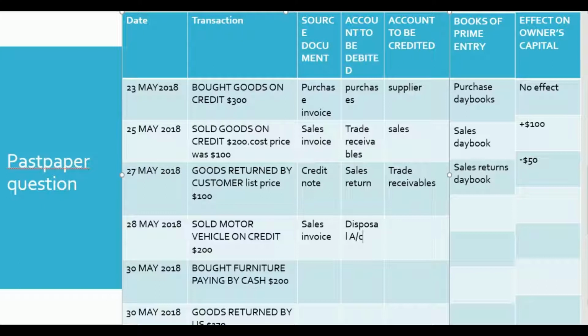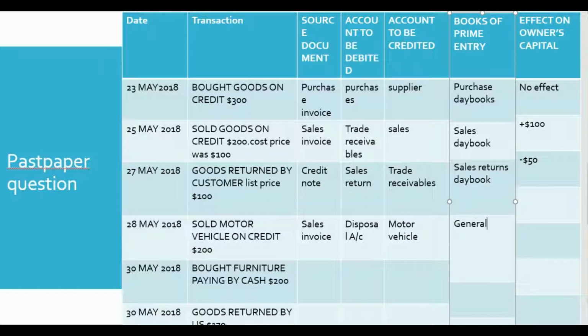You have not studied the depreciation topic. When I upload a video on depreciation, you will be clear about the disposal account, why we are making this disposal account. So credit as motor vehicle, obviously the motor vehicle is going out of the business, so we will credit this account. Okay, so we have this. Now we would say books of prime entry, general journal.